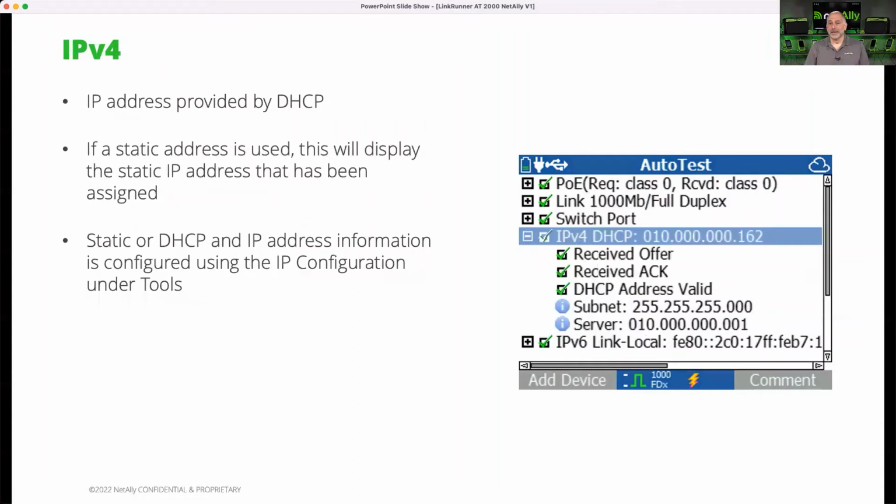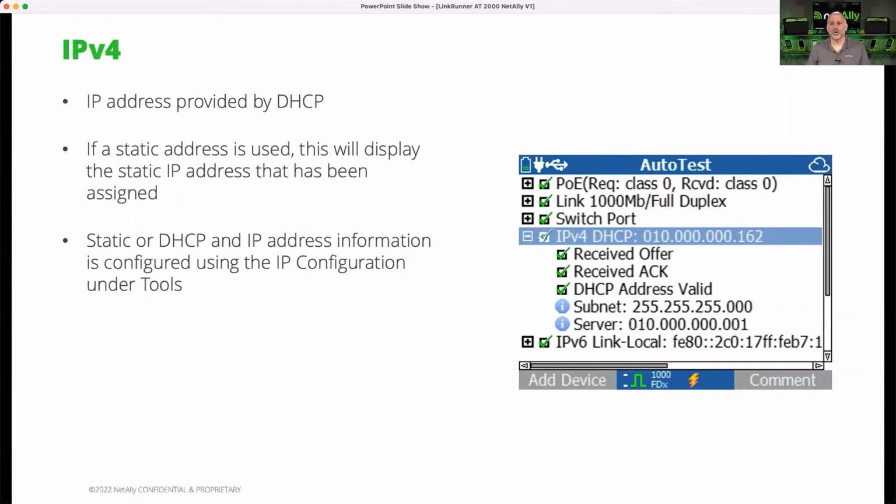IPv4. Once we have PoE and once we have a link, we need to get an IP address. So this is going to show us the IP address that was given to us by DHCP. Now we'll look at where we can go in and configure the LinkRunner AT to use a static IP address.